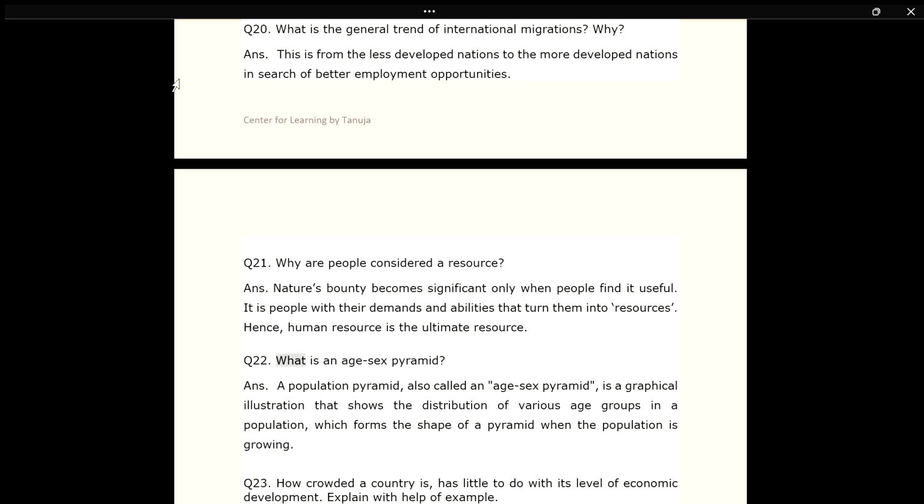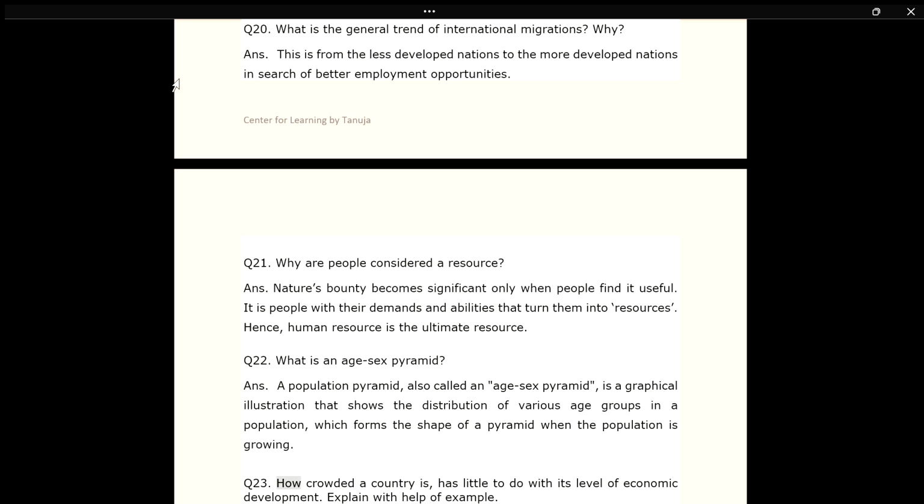Q22. What is an age-sex pyramid? Ans. A population pyramid, also called an age-sex pyramid, is a graphical illustration that shows the distribution of various age groups in a population, which forms the shape of a pyramid when the population is growing.